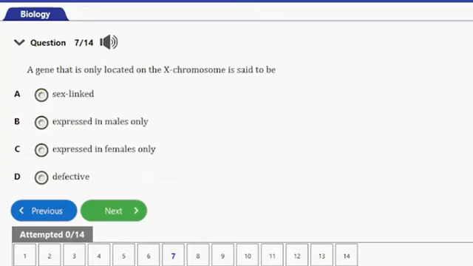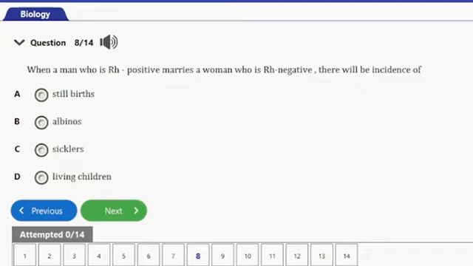Question number 7 here. It says, a gene that is only located on the X chromosome is said to be A, sex-linked, B, expressed in males only, C, expressed in females only, D, defective. The answer to this question is option A, and that's sex-linked. A gene that is only located on the X chromosome is said to be sex-linked. Let's consider the next question, question number 8 here.